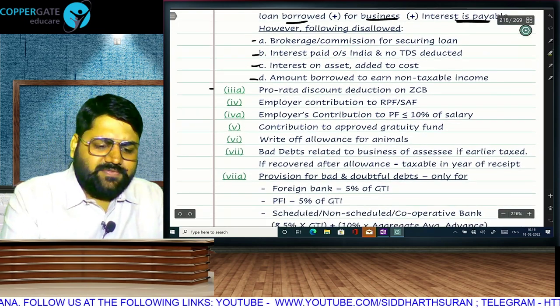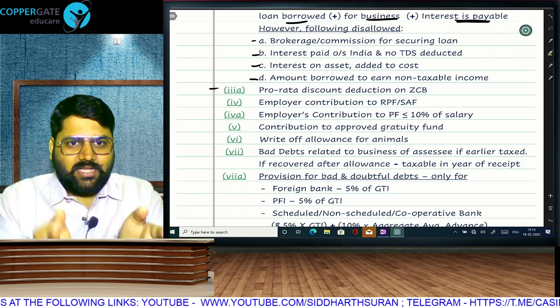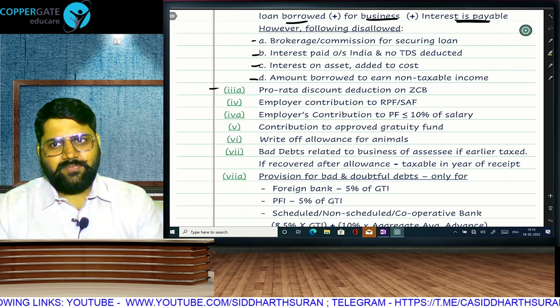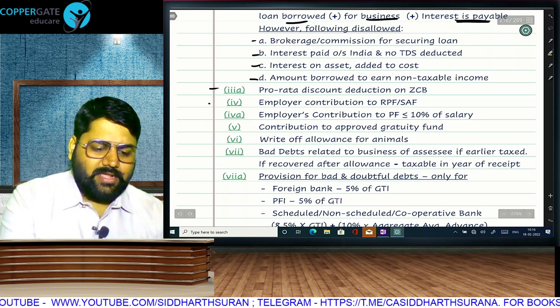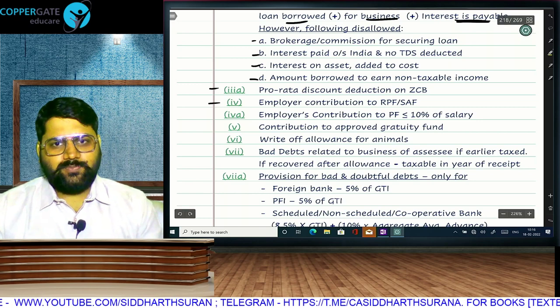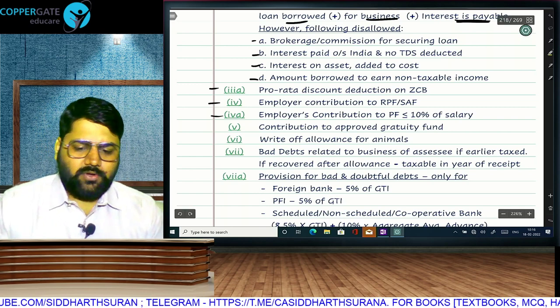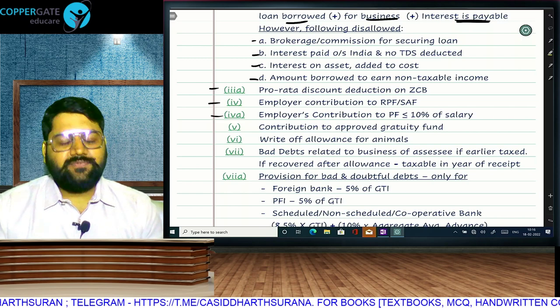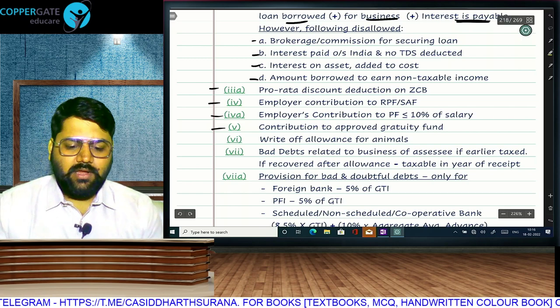Goes without saying. If there is any zero coupon bond, for the investor it will be capital gain, but for the issuer company, the difference between the issue price and redemption price is interest expense, which we will apportion over the life of the ZCB. Any employer contribution to recognized provident fund or superannuation fund will be allowed as a deduction. Employer contribution to pension fund is up to 10% of salary. Employer contribution to approved gratuity fund will be allowed as a deduction.